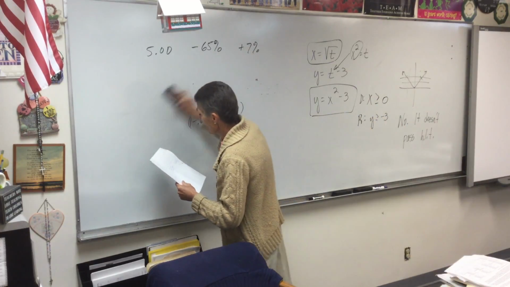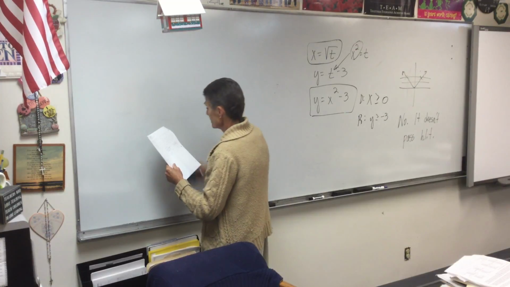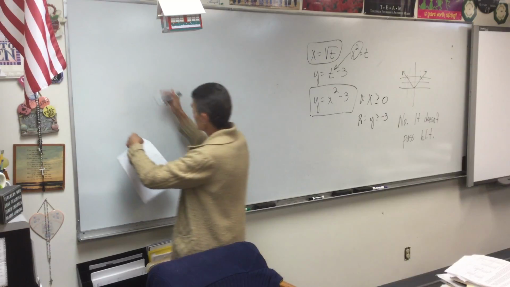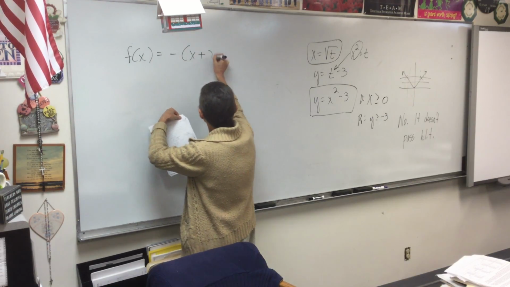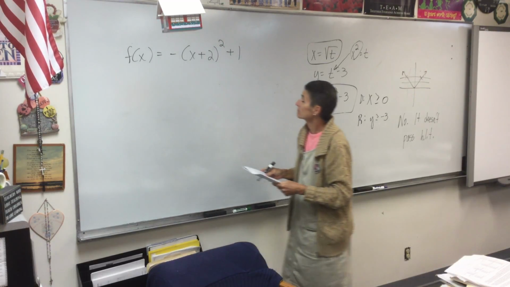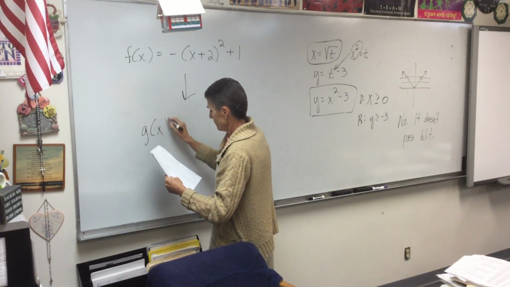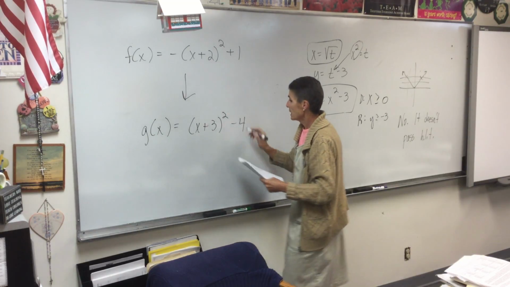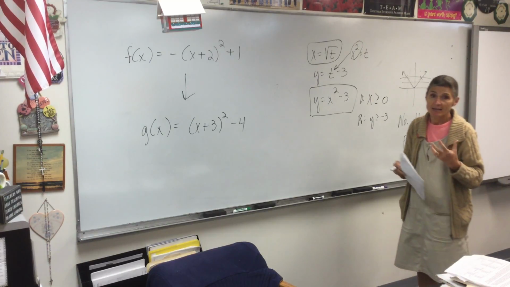Number 9, describe the transformations that would change this curve into this one. All right, so I got a hole punched in the middle of mine, but I think the original is this. I think that's the original. And I am heading toward this. And I need to know what has to happen to make that happen.